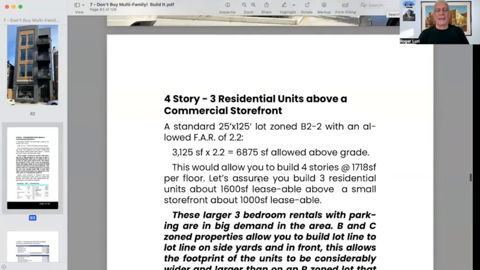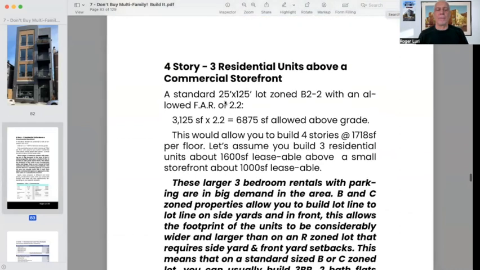So this is on a standard lot. It's 25 by 125 feet, the lot. And so 25 times 125, that's 3,125 square feet. And the way our zoning code works here, this lot is zone B2-2. So it's a B zoning. It's on a busy street. You've got a commercial space downstairs.